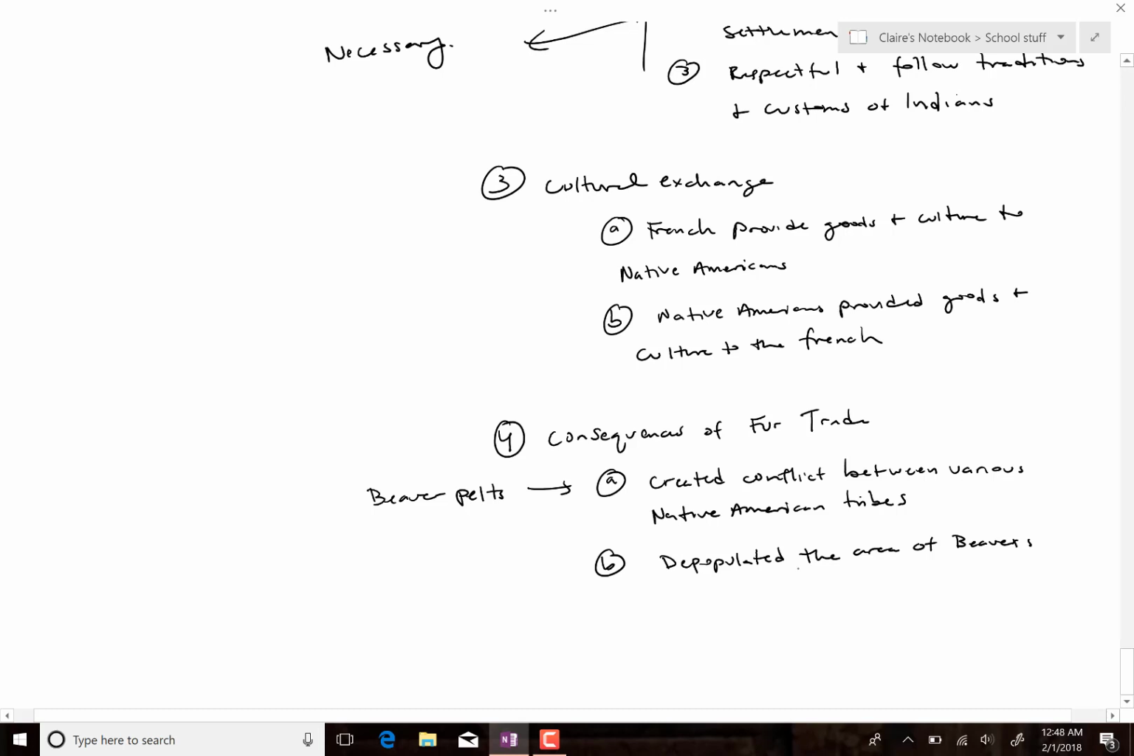And then, of course, the other very negative thing was a massive depopulation of the area of beaver pelts because the demand far outreached what the supply could manage in that area or had ever been when they had been hunting beavers just for the Native Americans in the area. And these were serious consequences.